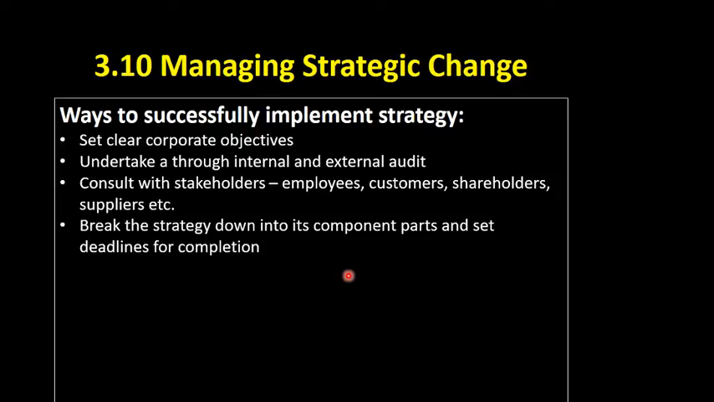So a good strategy will often have several bits to it. Marketing strategy, an operations strategy. Maybe the strategy is we're going to enter the Indian market, in which case we're going to have a human resource strategy, we're going to have a marketing strategy to raise awareness, we're going to have an operations strategy to build our factory. Okay, each one of those component parts should have a deadline for completion, and this is going to help us successfully implement our strategy.